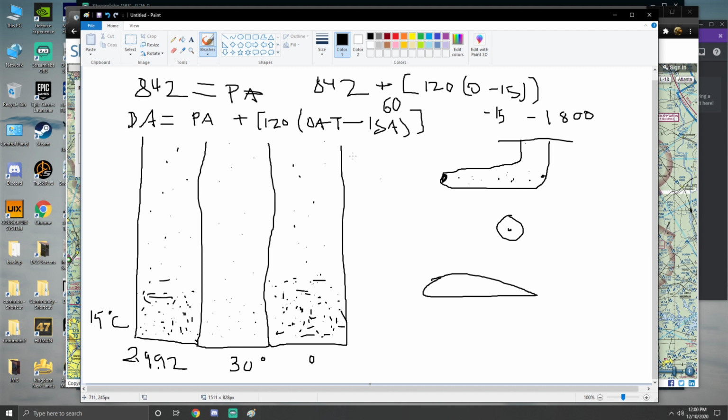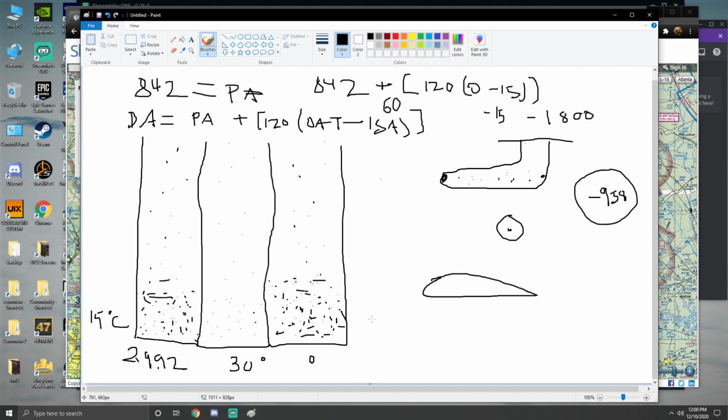And our pressure altitude from before was 842. So 842 plus negative 1800, or you could just subtract that, equals minus 958. So our density altitude here is minus 958, which means that the plane is going to perform as if it's almost 1,000 feet below sea level. So we're increasing the performance of the airplane because the air is more dense. Got it? Everybody got it?